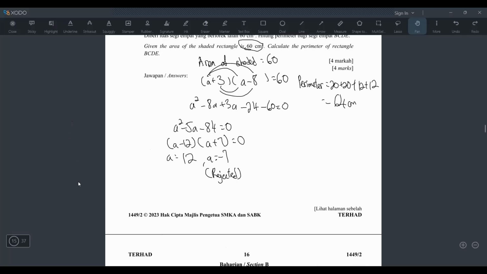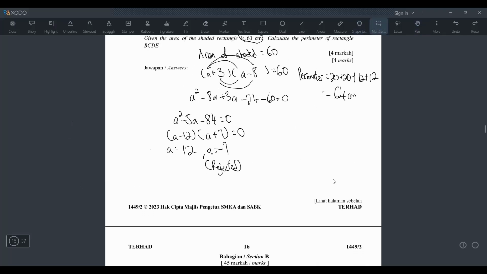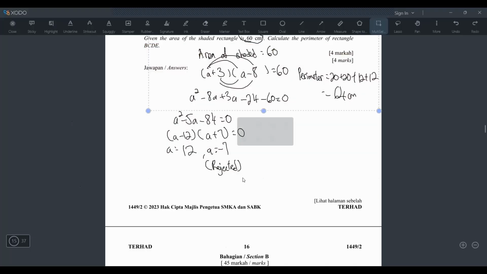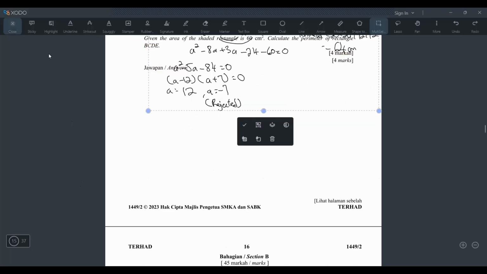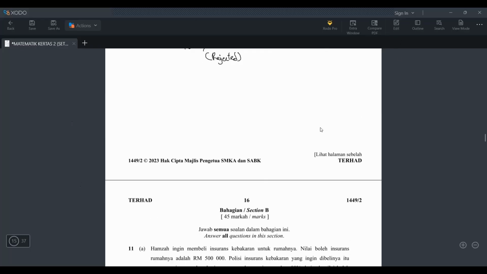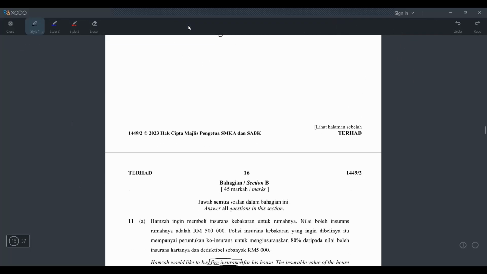Okay, I need some space. So how can I make space? Just use this space. Okay, so fire insurance. You need to know how to find the amount of required insurance. Actually, all of this I already taught in class, in my tuition class.